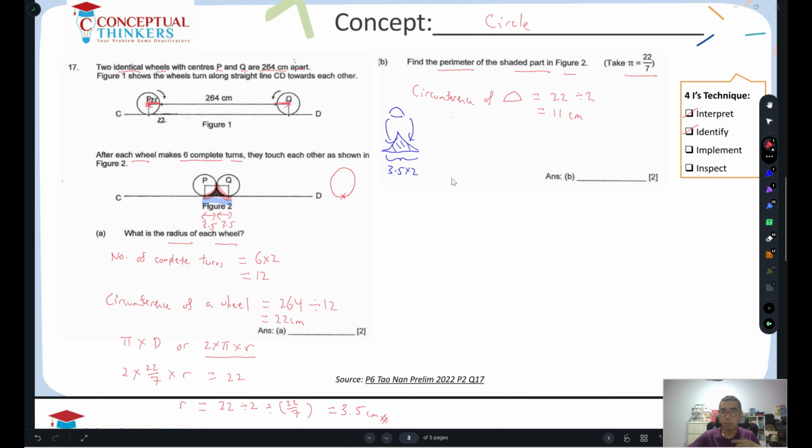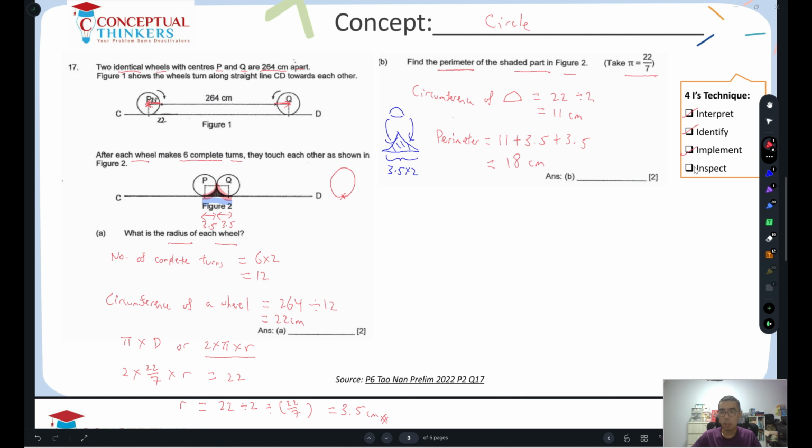Okay, so with this, we can start to calculate what the perimeter is. So the perimeter will be taking the circumference of a semicircle, then we add 2 radii. So this will give me 18 as the answer. Okay, so that's all for part A and part B.